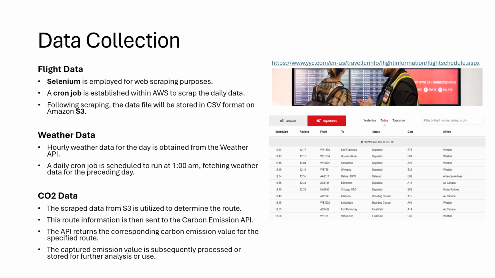Then moving on to the carbon emission data, the scraped data from S3 will have the flight route, and from this flight route information, the from and to addresses will be given as the input parameters to the carbon emission API, and the API will return the appropriate figure for the carbon emission for that particular route. This captured emission data will be further processed and stored with the flight and weather data, and it is used for analysis in our project.